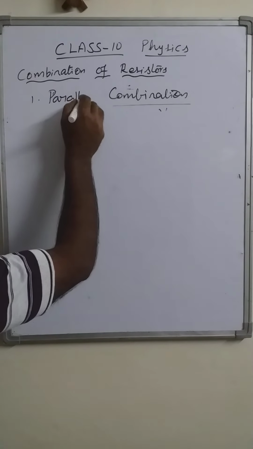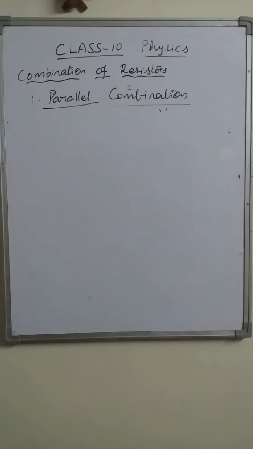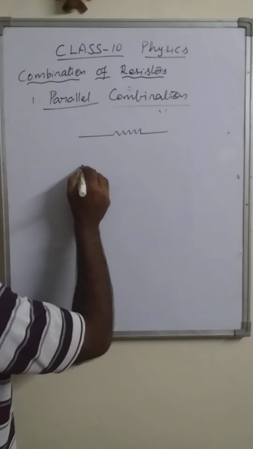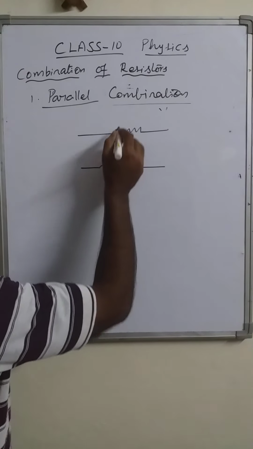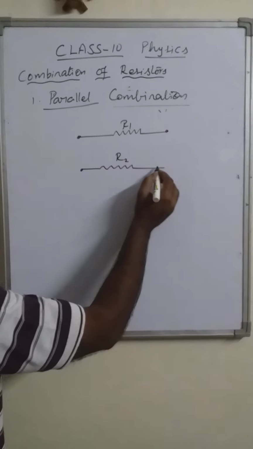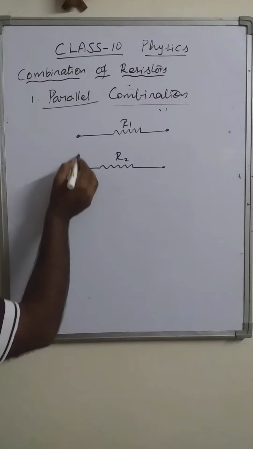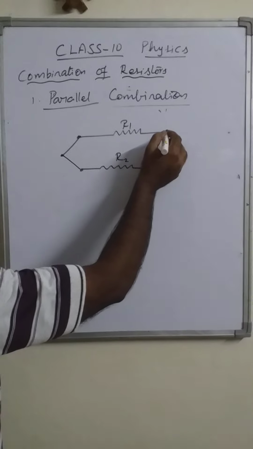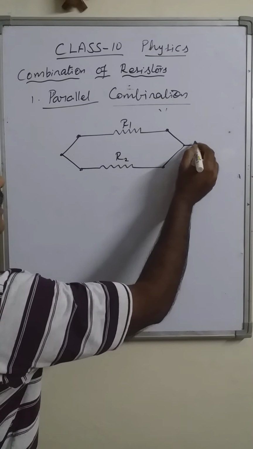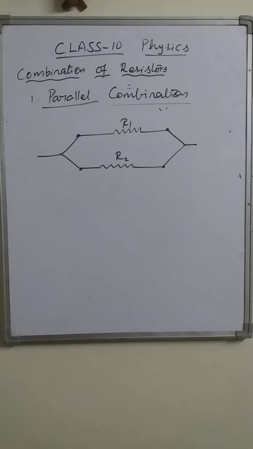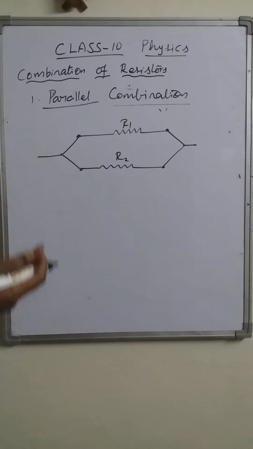Again the same two resistors R1 and R2. They are connected parallel to each other, means the two ends of both the resistors, R1 and R2. This is one end of R1, another end of R1, one end of R2, another end of R2. So one end of both the resistors are connected together, they are joined together. The other two ends are also joined together. Then we say the two resistors are connected in parallel combination, or we can say they are connected side by side.